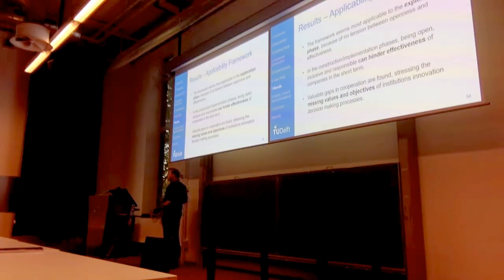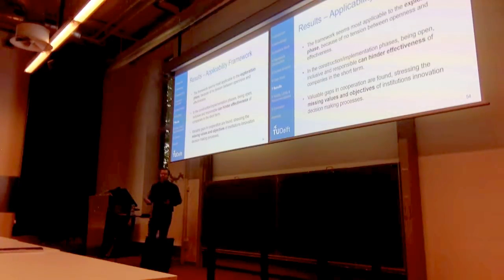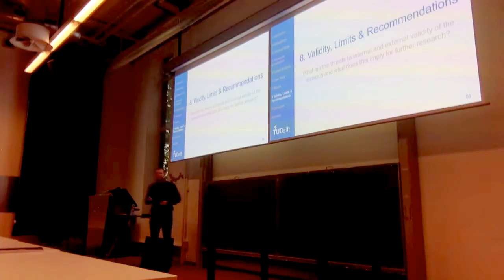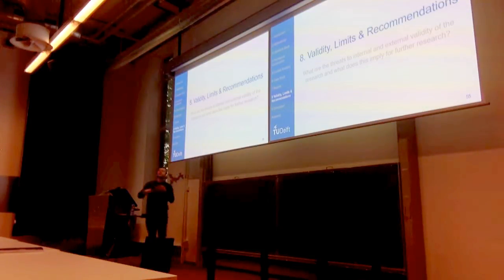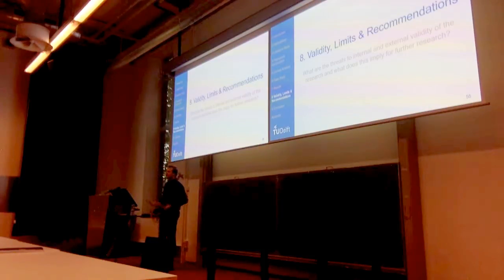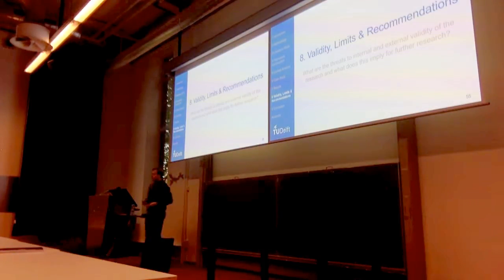And also there was a lot of information that we could see, a lot of gaps in the cooperation of institutions, which means that the values and the objectives of those institutions are not being included in the innovations. So that is a serious problem, and it's good that the framework shows that. But before we can really say something about the research, we need to look at how valid the results are, how valid the framework itself was, what limitations it creates, and what recommendations we can derive from that.